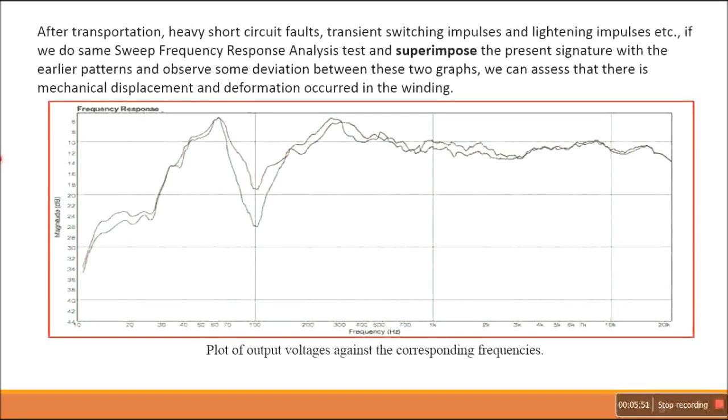Now what do we do? We superimpose this plot with the plot we have obtained in the previous test. If there is any deviation in the two plots, it is definite that there has been some mechanical movement inside the transformer.